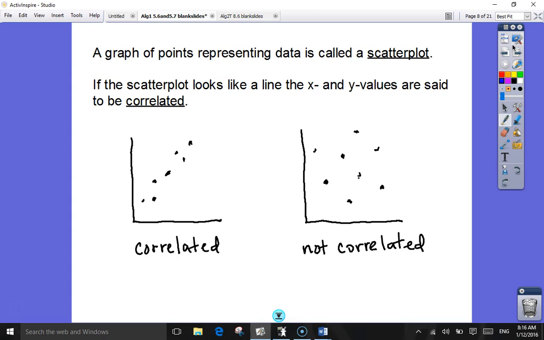So if you get data that you graph and it looks like maybe a straight line would go through the middle of that and all the points would be pretty close to that line, then you're going to say they're correlated. If you look at it and it's just like some random field of dots, then you would say it's not correlated. Right? Nobody would be trying to make sense out of this because it doesn't look like there's anything going on. People would be trying to make sense out of the other one, because it looks like there's something going on.